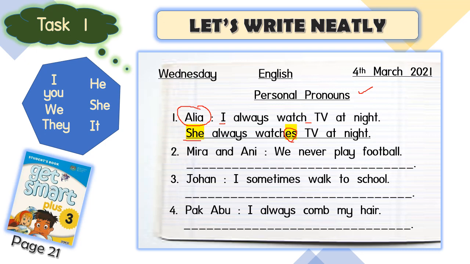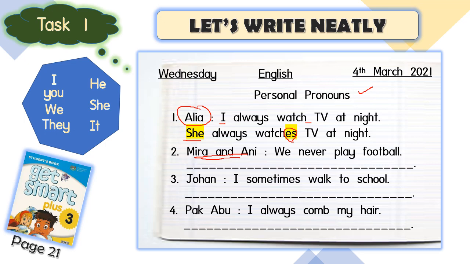So look at number 2. Mira and Ali. They say, we never play football. Can you tell me what is the personal pronoun for Mira and Ali? We have I, you, we, they, he, she, it. So which one? Can you tell me which one? Okay, they. So your answer will be: they never play football.